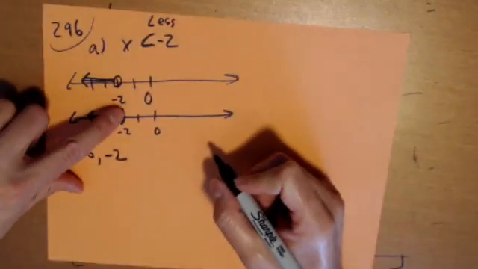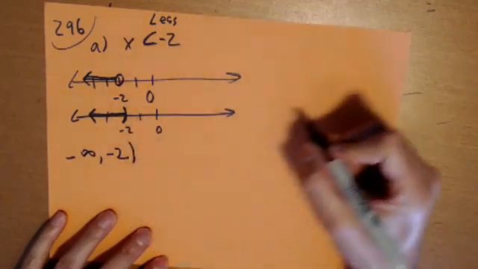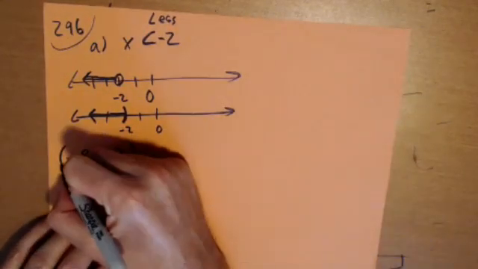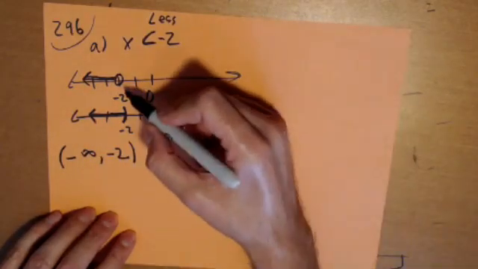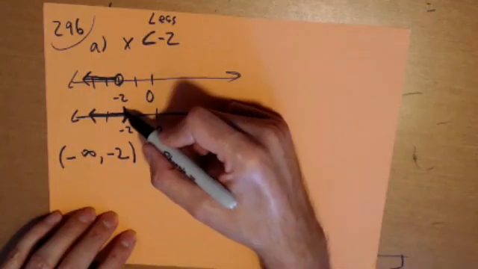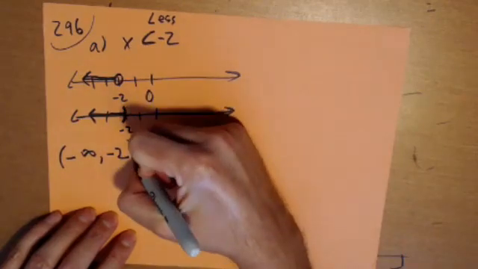You see how the open circle is a parenthesis? Parenthesis. And because you can never touch the infinities, it would get a parenthesis. Had this been a closed circle, like you'll see in the next problem, we'd put in a bracket. So make sure your parentheses look like parentheses.